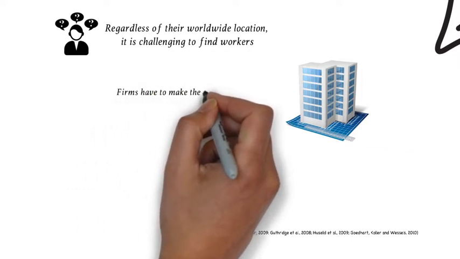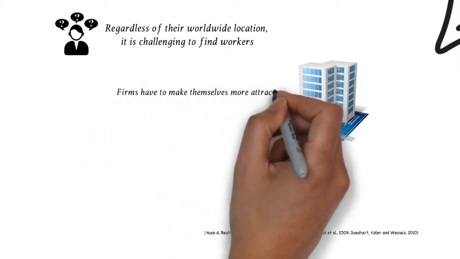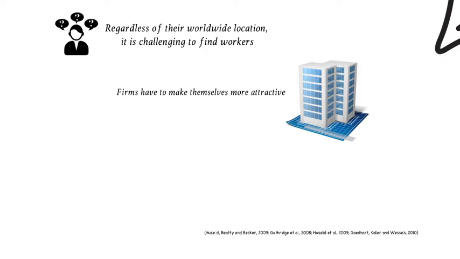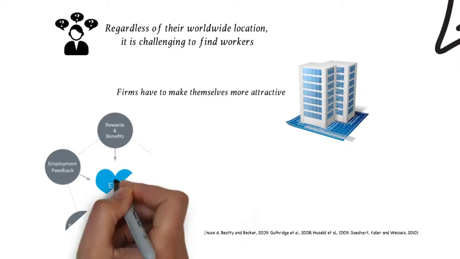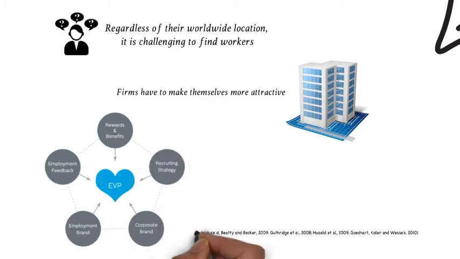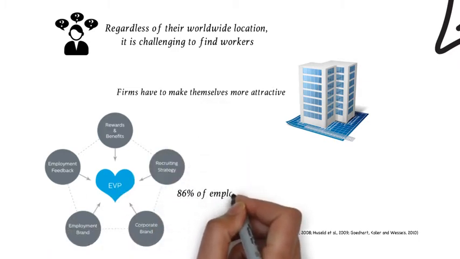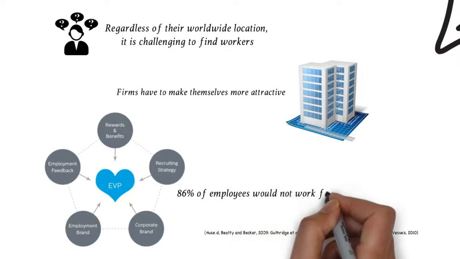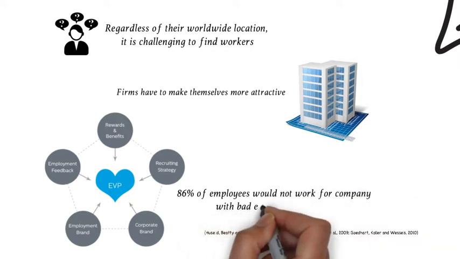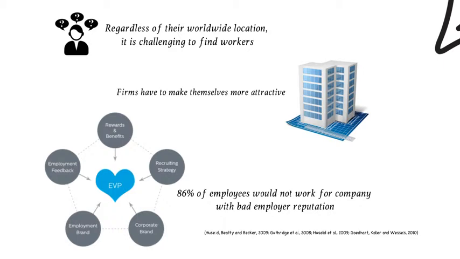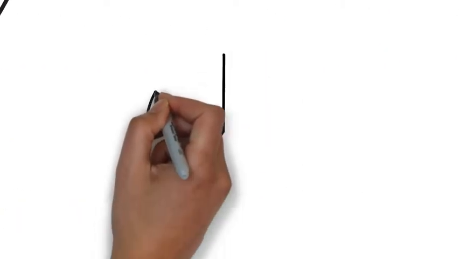In doing so, they are finding that they differentiate the pool of potential applicants and construct different approaches to making themselves attractive. In other words, they develop different employee value propositions, or EVPs for short. In a 2014 research conducted by eHotelier, 86% of employees would not work for a company with bad employer reputation, even if they offer higher salaries than companies with good reputation.